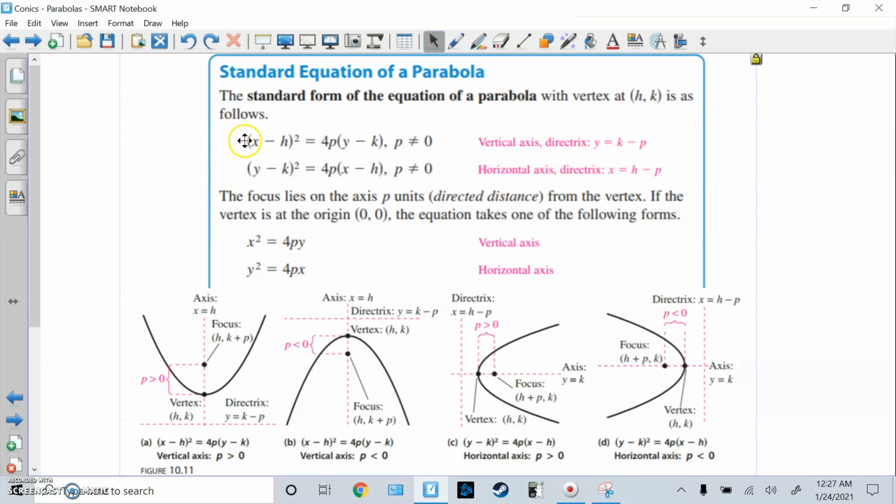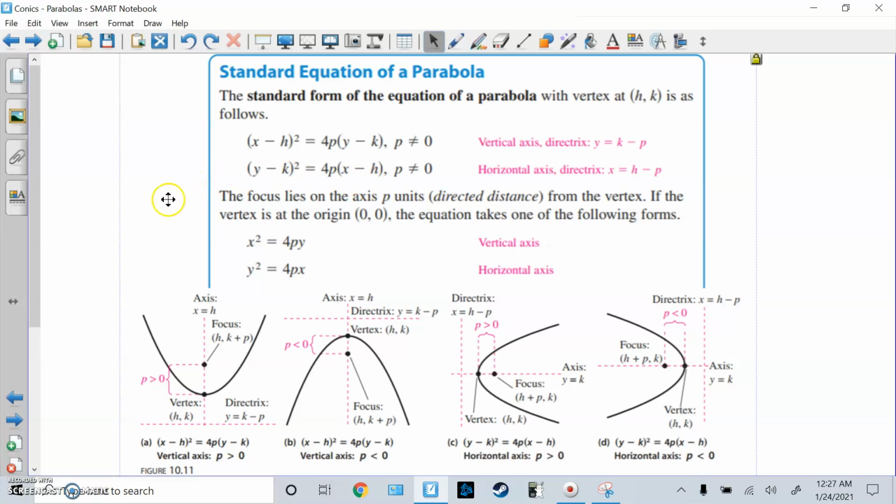Notice here, this is x squared, so it's going to be a vertical parabola. This is y squared, so it's going to be a horizontal parabola. And the focus lies on the axis p units, the directed distance, from the vertex. So p kind of influences a: if p is positive, the parabola goes up or right. If p is negative, it goes left or down.